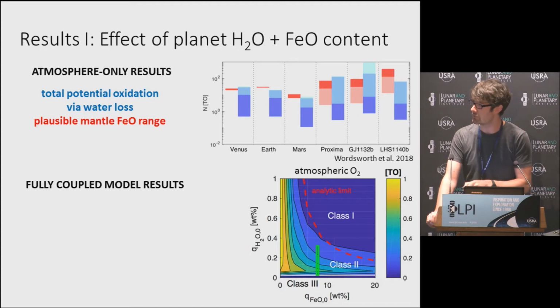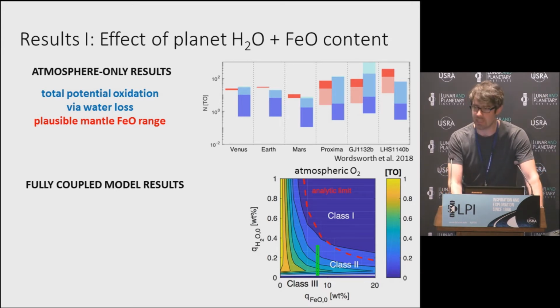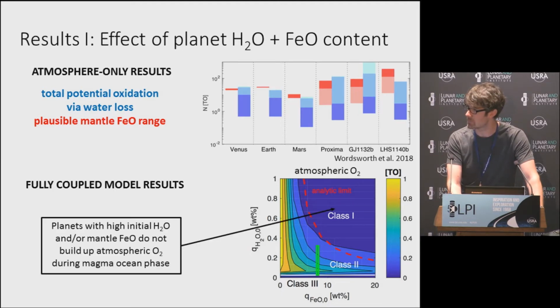And so the net result of this is that for planets with iron-rich interiors and more than a few fractions of a percent of H2O, they can significantly lose a lot of water, but not end up building up atmospheric oxygen through this pre-main sequence magma ocean phase.